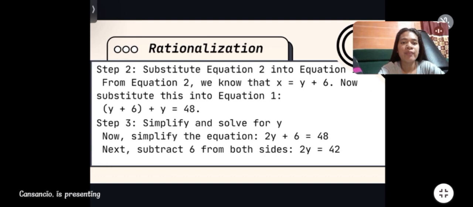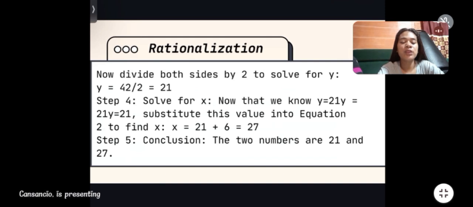Step 3, simplify and solve for y. Now simplify the equation. 2y + 6 is equal to 48. The next step is to subtract 6 from both sides. 2y is equal to 42. Now, divide both sides by 2 to solve for y. y is equal to 42 over 2, which is equal to 21.